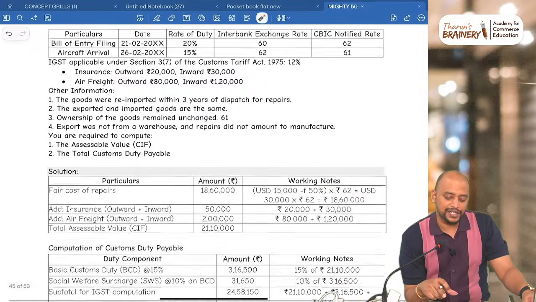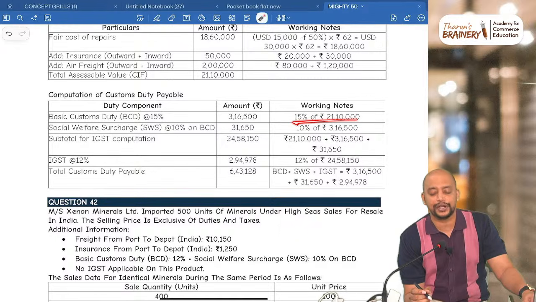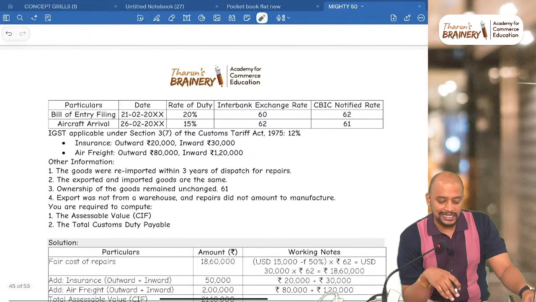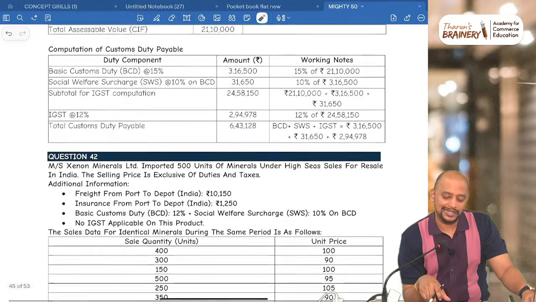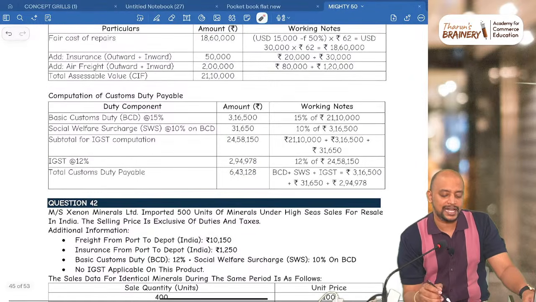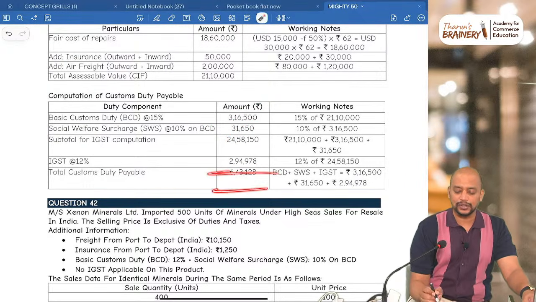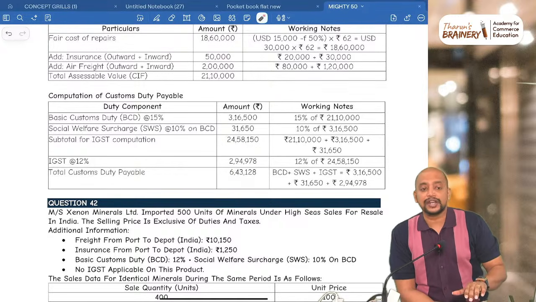15%. So we need to take basic customs duty 15%, social welfare surcharge, even though not given in the question, we need to take 10%. And the IGST rate is given at 12%. So take the 12%. While doing the 12%, you need to add assessable value, social welfare surcharge, everything. Then on that the 12% should be taken. This is the total customs duty payable. Clear? Next, this is on exemptions.